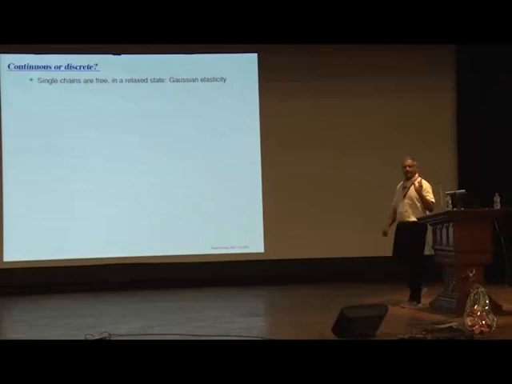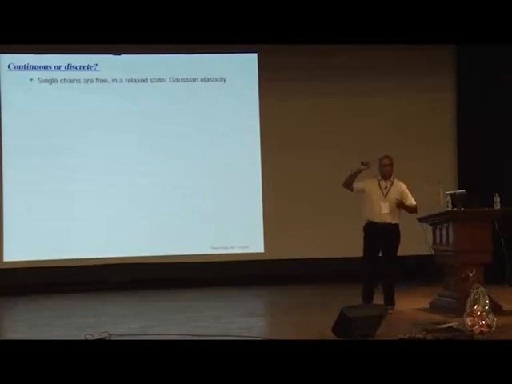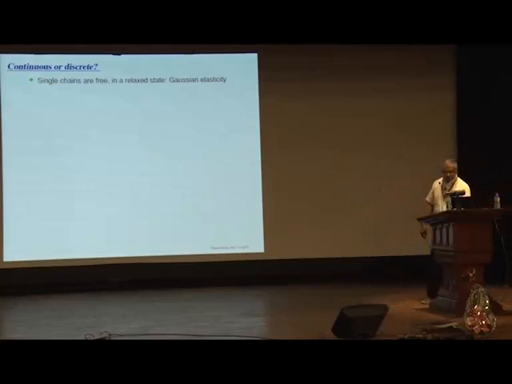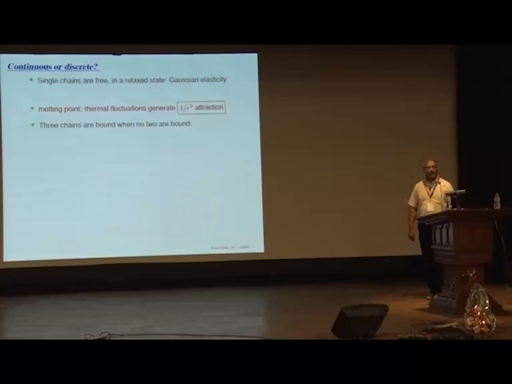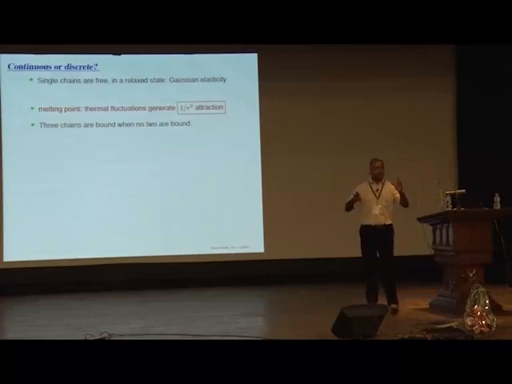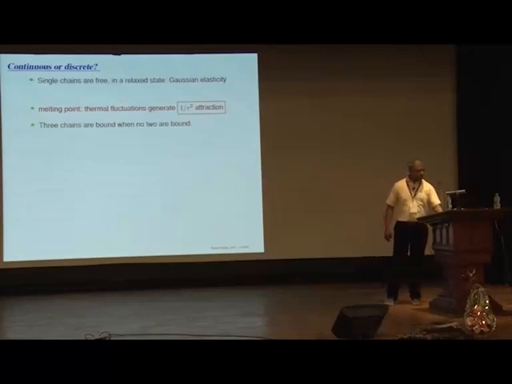It's not the conventional triple helix. Triple helix is at a microscopic order at the hydrogen bond scale. This is on a much bigger scale. So single chains are free. They are in a relaxed state. At the melting point, thermal fluctuation generates this 1 over r square interaction. So they should have been in the free state, but because of this 1 over r square interaction, the 3 chains are now bound where no 2 are bound. So it's a collective bound state. I remove 1 chain from that system, they will fall apart. So it's a state where 3 chains are bound where no 2 are bound.